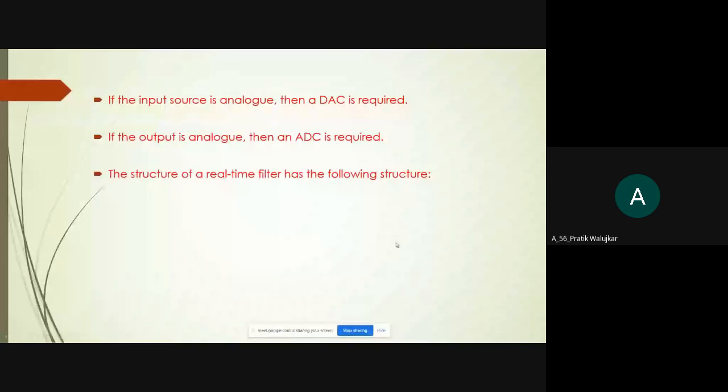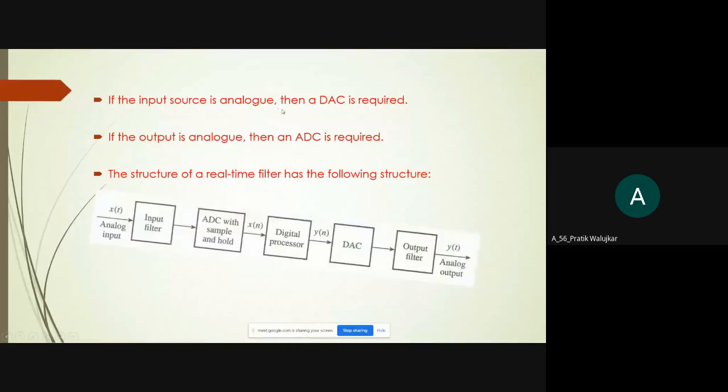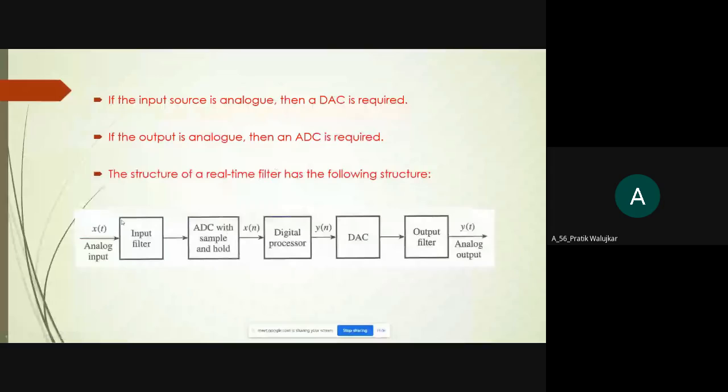If the input source is analog, meaning in this diagram the input x of t signal is analog, then an ADC, analog to digital converter, is required. This shows in the diagram. If the output is analog, meaning this output y of t is analog, then a DAC, digital to analog converter, with sample and hold is required. The structure of a real-time filter has the following structure. This diagram shows the real-time filter.